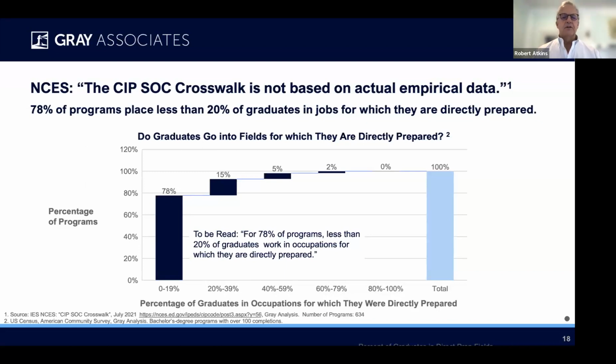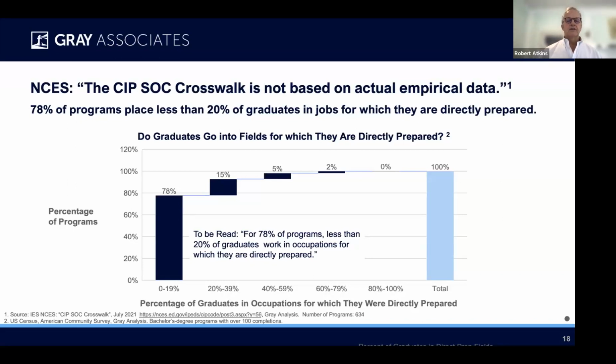We analyzed 634 programs. We used data from the American Community Survey, which is a survey of some 2.5 million people. And they asked, what did you major in, in particular at the bachelor's level, by the way, and what job did you actually get? And what we found was for 78% of programs, fewer than 20% of the graduates went into fields for which they were directly prepared, or more precisely into occupations for which they were directly prepared. So for 80% of programs, less than a fifth of their grads went into jobs for which they're directly prepared, i.e. people don't do what you think they're going to do.